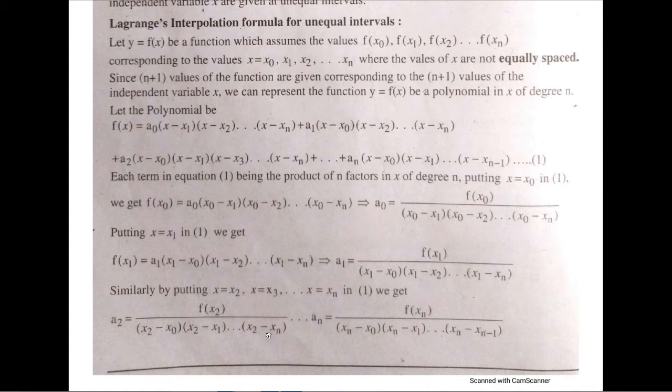And similarly, substitute x is equal to x2, x is equal to x3, and so on up to x is equal to xn in equation 1. We get, in general, an is equal to f of xn divided by xn minus x naught, xn minus x1 and so on up to xn minus xn minus 1. Then substitute the values of a naught, a1, a2 and so on in equation 1. We get y is equal to f of x is equal to, we are substituting the a naught, a1 values here.